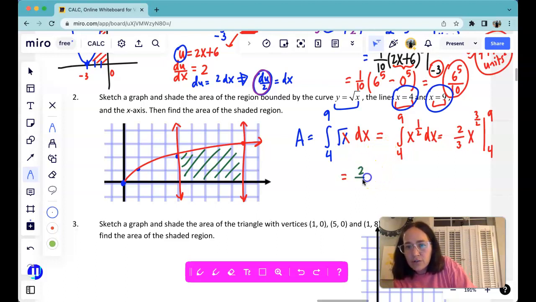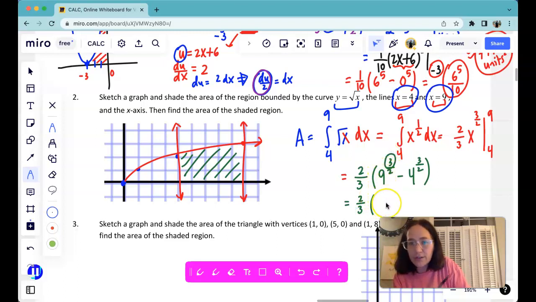You've got the 2/3, the constant out front. We need top number minus bottom number. So 9 to the 3/2 plugged in minus 4 to the 3/2, right? And we know a 3/2 power is going to square root the base, and then it's going to cube that square root.